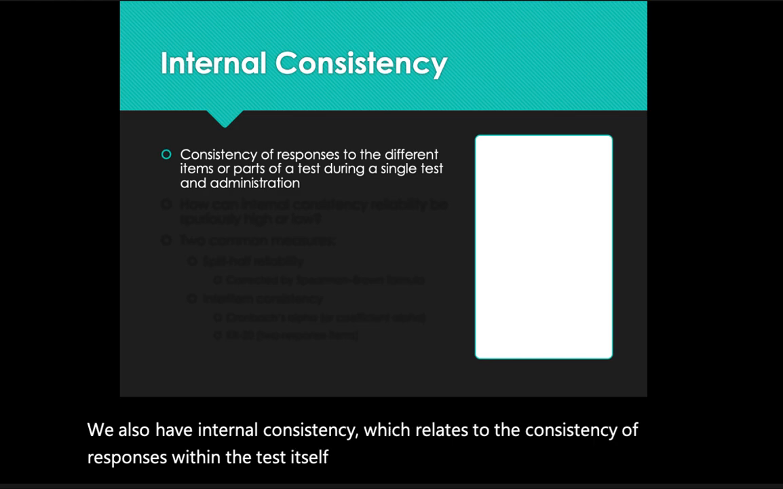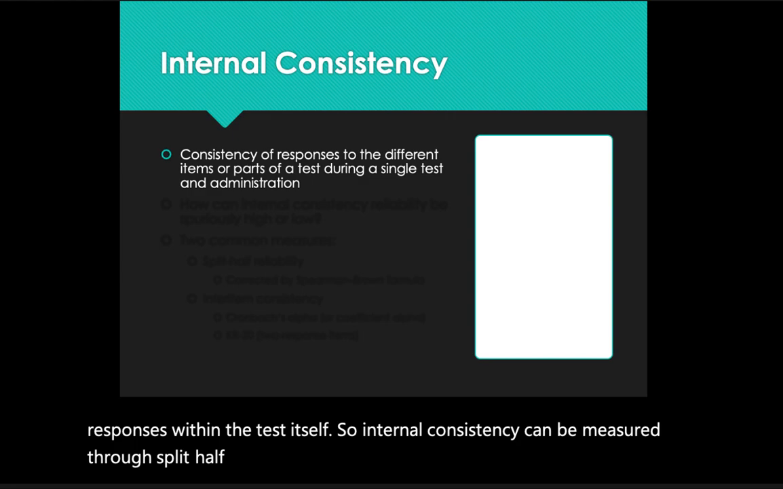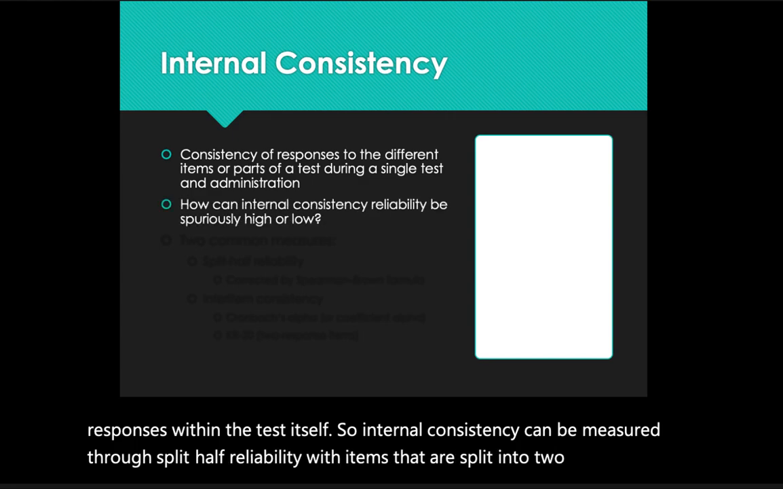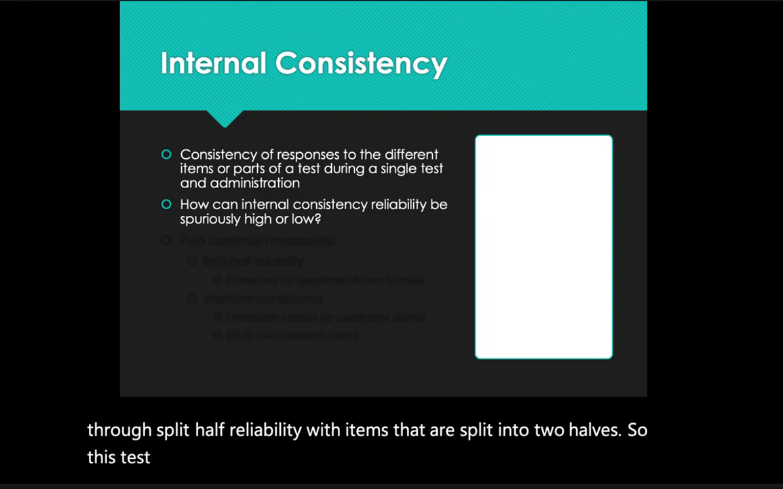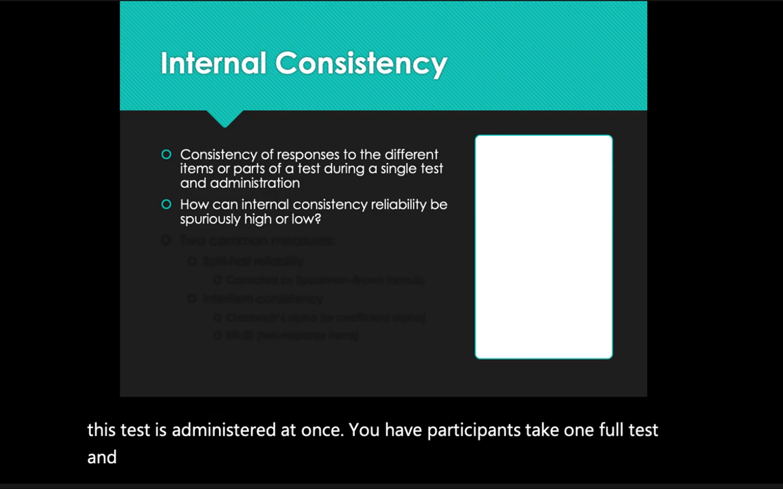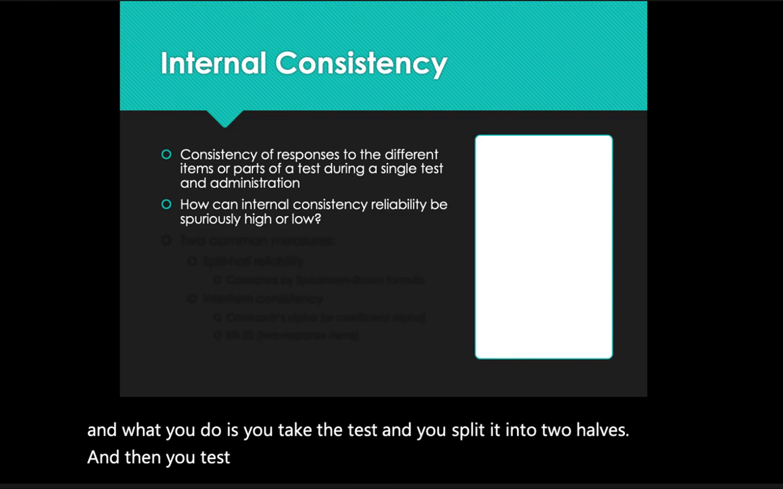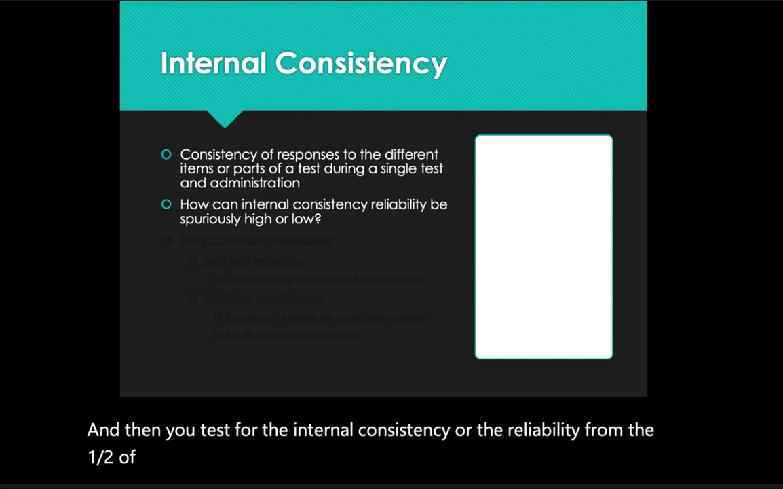So internal consistency can be measured through split half reliability with items that are split into two halves. So this test is administered at once. You have participants take one full test, and what you do is you take the test and you split it into two halves, and then you test for the internal consistency or the reliability from the one half of the test to the other half of the test.